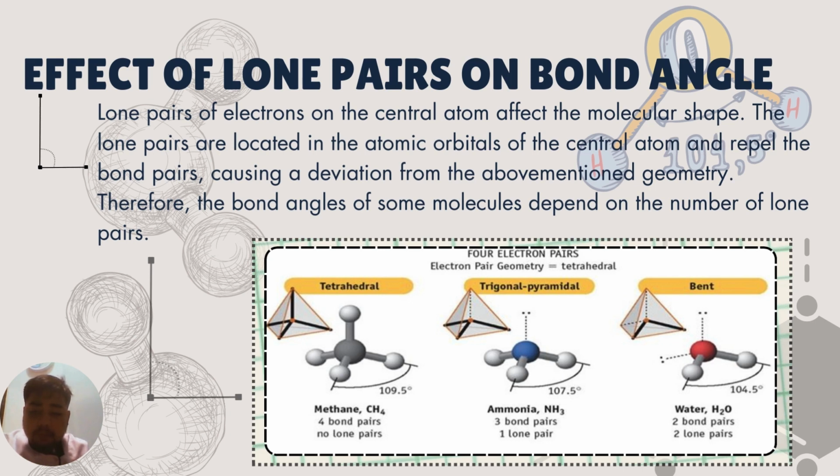Here is an example: tetrahedral methane with 4 bond pairs has a bond angle of 109.5 degrees, and ammonia with 3 bond pairs and 1 lone pair has only a bond angle of 107.5 degrees. We can see here how the lone pair repels the bond pairs because the lone pair has higher repulsion energy than the bond pair.